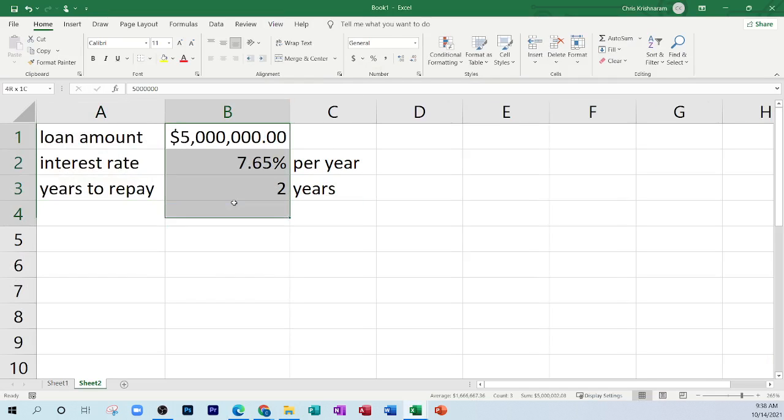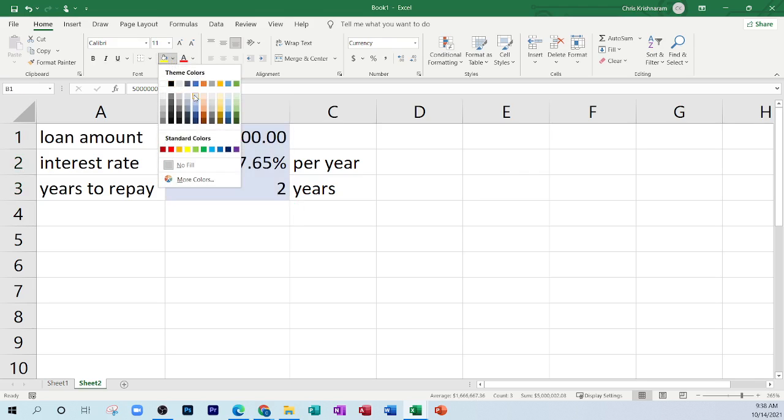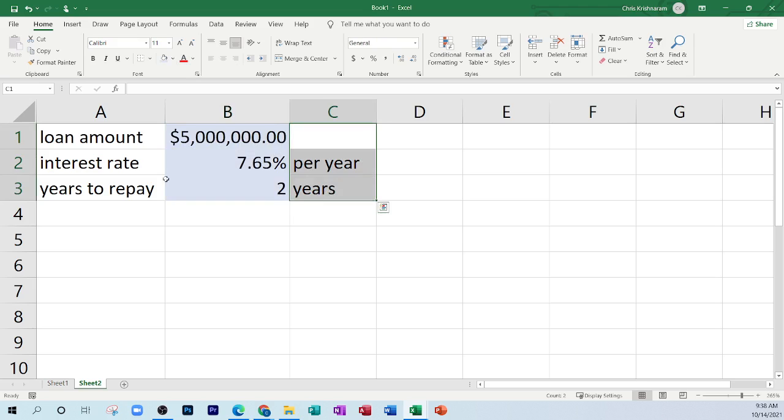So if you notice, this column here, it's only values. This column here is only values. That's why we put in the text outside to the left and to the right. Because remember, we need to calculate the values. So now we have our payments.